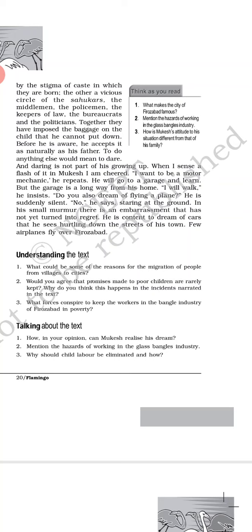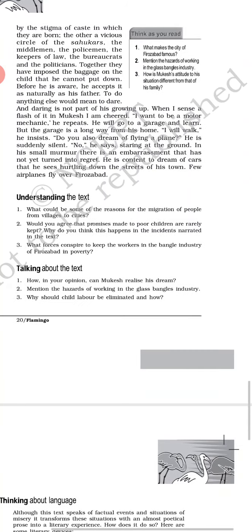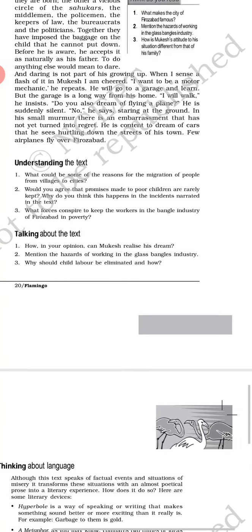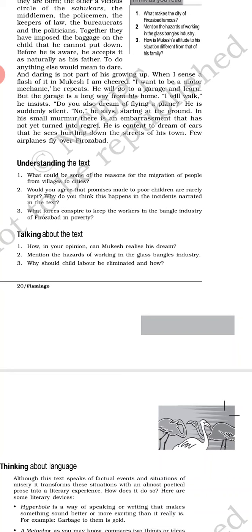When I sense a flash of it in Mukesh, I'm cheered. I want to be a motor mechanic. Mukesh is a bit different. He wants to become a motor mechanic, and the writer is really happy to see that he has an ambition or a dream, something different from the rest of the people. He will go to a garage and learn. But the garage is a long way from his home. I will walk, he insists. He is very determined, very resolute. Mukesh says that though the garage is far away, he will walk and learn how to become a motor mechanic.